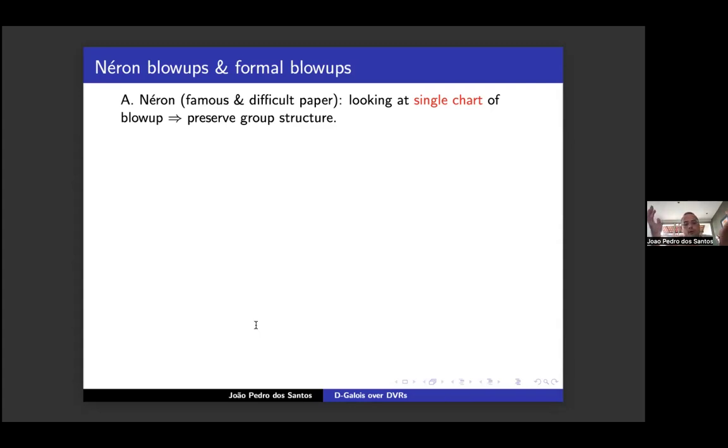Okay? Because when you blow up something, then there's usually a P^n somewhere, and P^n is not a group, so well, you're in trouble. But Néron realized that if you don't blow up everything and you don't take the whole blow-up, you're going to have a group structure. Okay. So let me explain to you what that is.